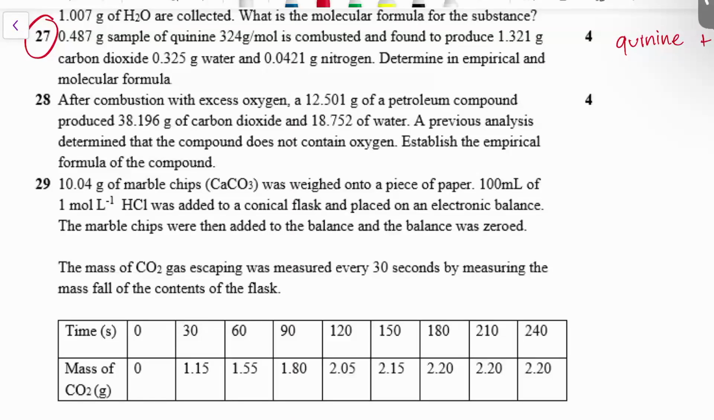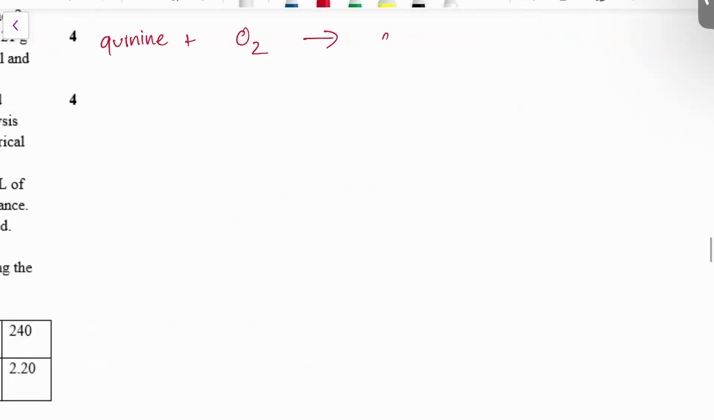CO2. They've also got water. What's the formula for water? H2O. And then nitrogen. There's also nitrogen in here. What does nitrogen exist as in real life? What does it float around as? Good. Nitrogen's also diatomic, so it's N2. So there's CO2 plus H2O and there's N2.